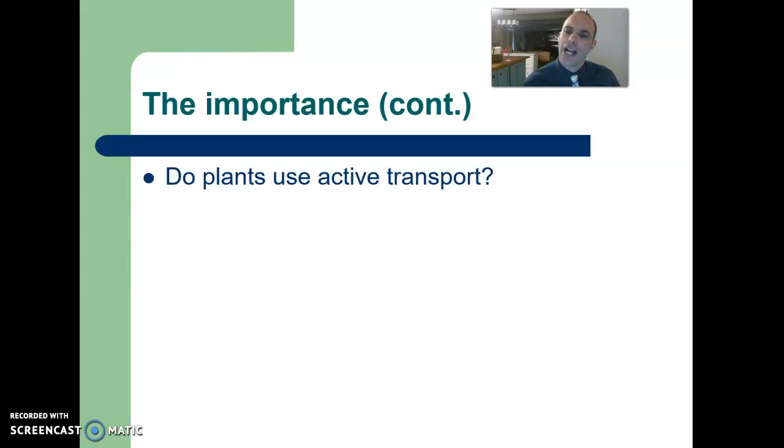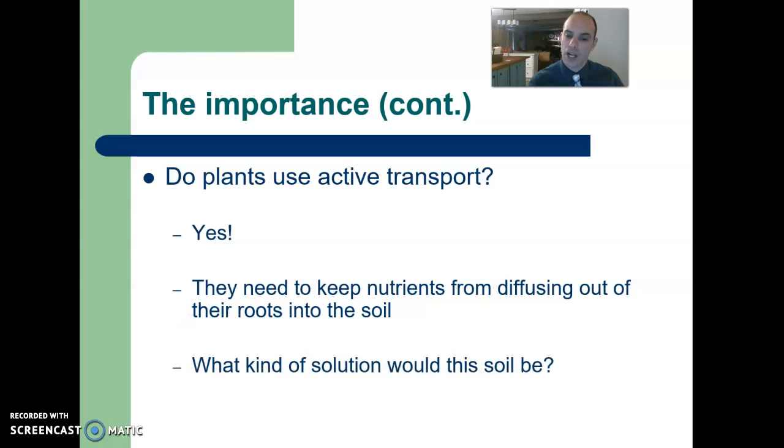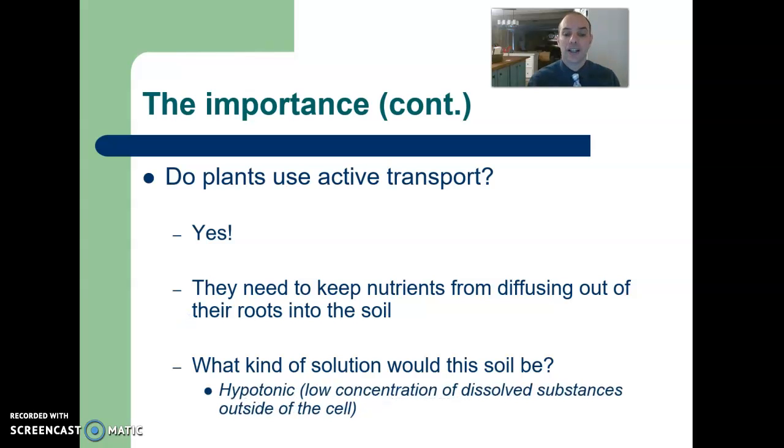So you're wondering, you're like, do plants use active transport, Mr. Golka? Well, that's a wonderful question. Okay, outstanding. Yes, yes, they do. They need to keep nutrients from diffusing out of their roots in the soil. What kind of solution would this soil be? From last notes? Hypotonic. Low concentration of dissolved substances outside of the cell.